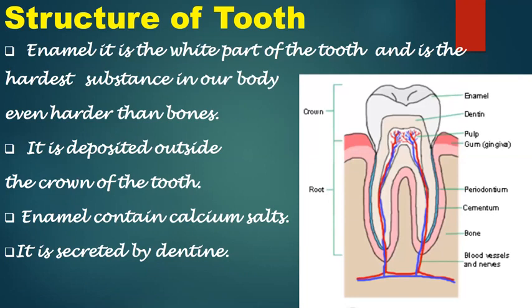And the outermost part is the enamel. It is the white part of the tooth and is the hardest substance in our body, even harder than the bones. It is deposited outside the crown of the tooth. Enamel contains calcium salts. It is secreted by dentine.